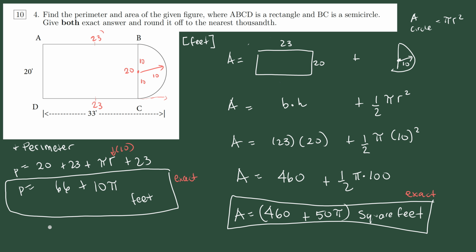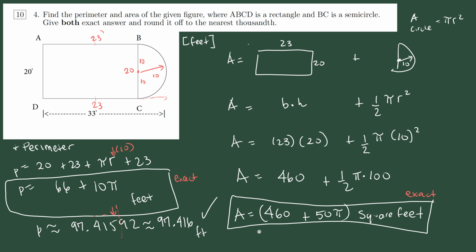So the perimeter is approximately, if I put everything on my calculator, 66 plus 10 pi, what is that going to be? The calculator says 97.41592. Well, I'm rounding it off to the nearest thousandths. Tenths, hundredths, thousandths should be here. So the perimeter is approximately 97.416 feet. This should be your approximate solution.